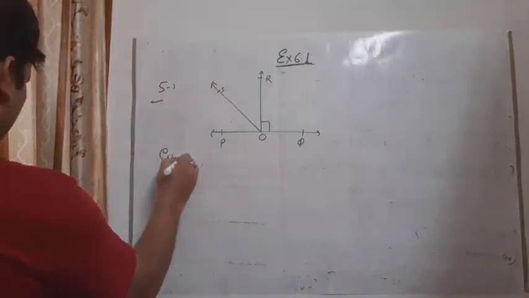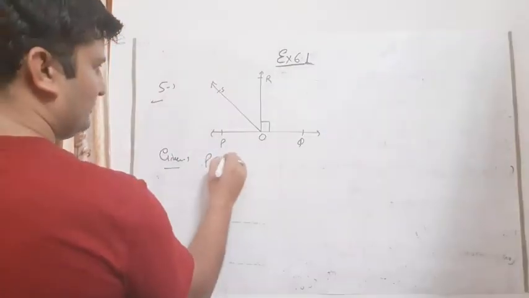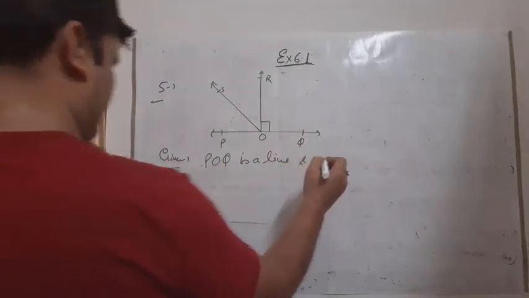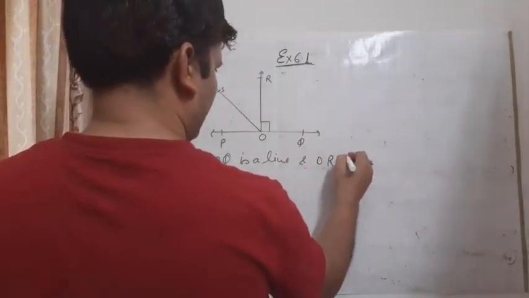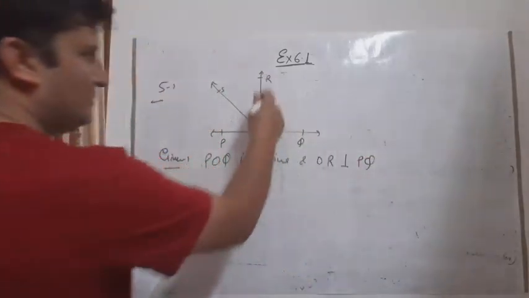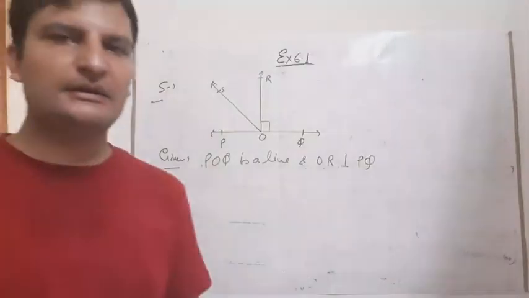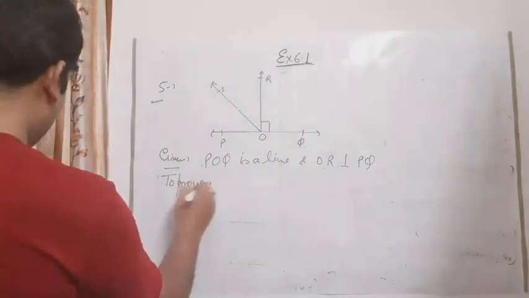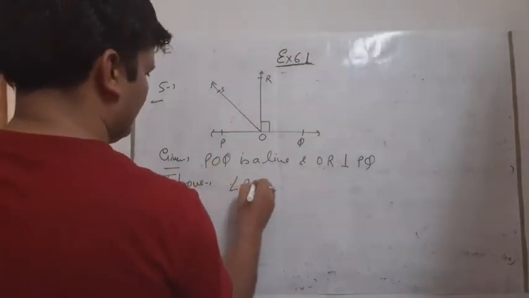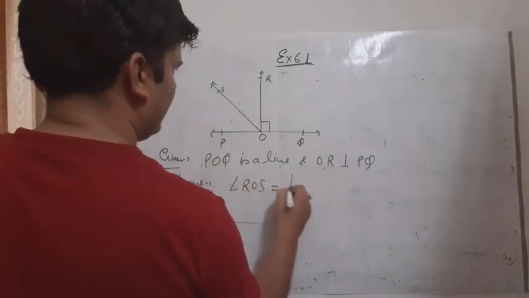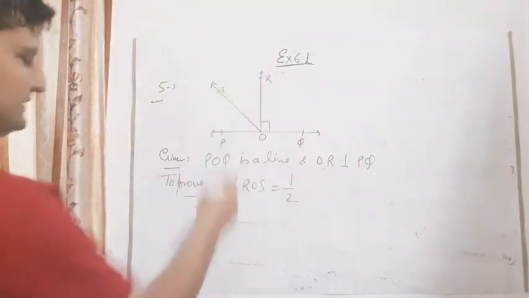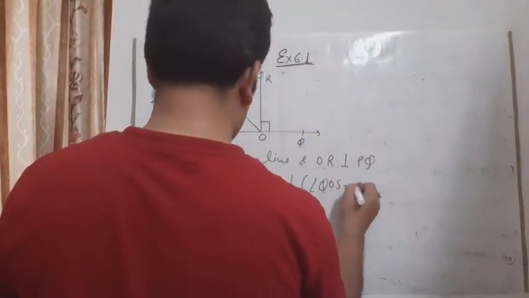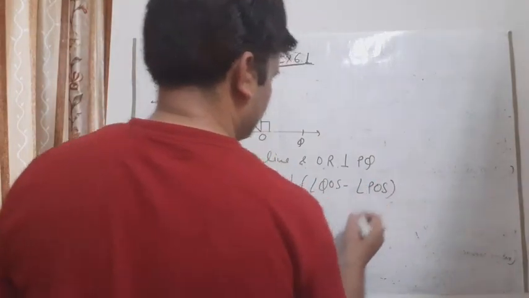That given you can write that POQ is a line and OR is perpendicular to PQ, because it makes a 90 degree angle. Now what we have to prove? Students, we have to prove that angle ROS is equal to half of angle QOS minus angle POS.